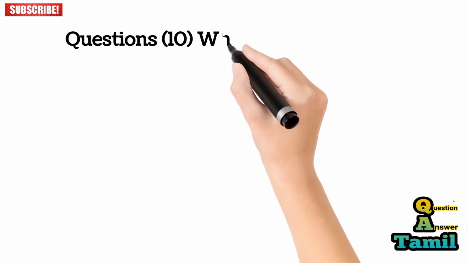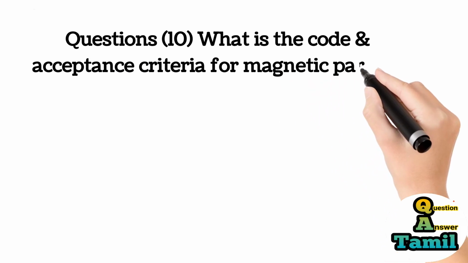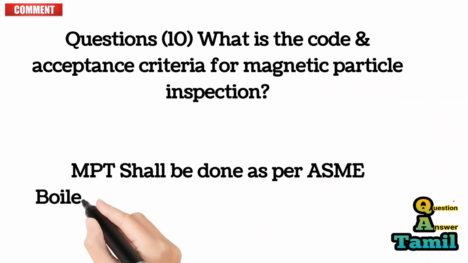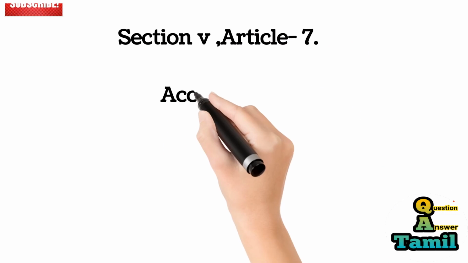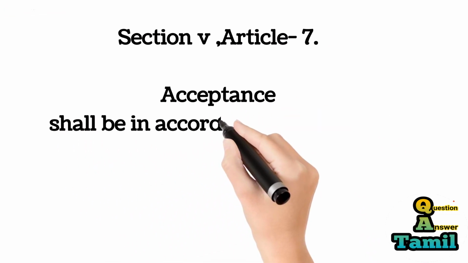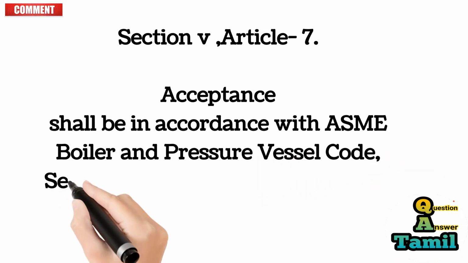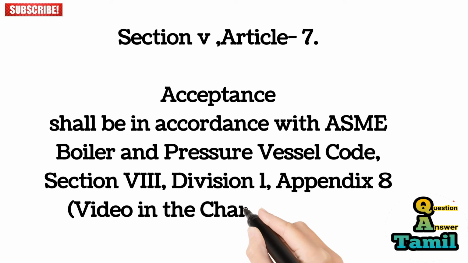Question 10. What is the code and acceptance criteria for magnetic particle inspection? MPT shall be done as per ASME Boiler and Pressure Vessel Code, Section V, Article 7. Acceptance shall be in accordance with ASME Boiler and Pressure Vessel Code, Section 8, Division 1, Appendix 6. Video in the channel playlist.